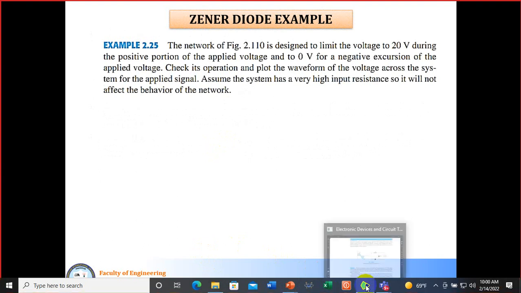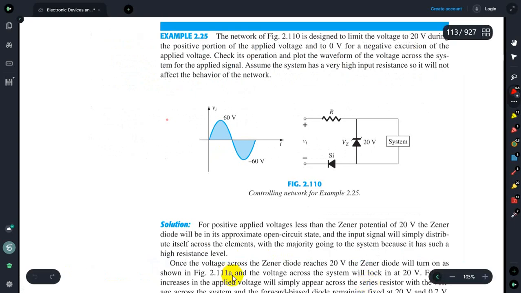Let me take you to the textbook. This is your textbook. So look at the network. The network of figure 2.110 is designed to limit the voltage to 20 volts during the positive portion of the applied voltage and 0 volts for the negative excursion of the applied voltage. Check this operation and plot the waveform of the voltage across the system for the applied signal. Assume the system has a very high input resistance, so it will not affect the behavior of the network.